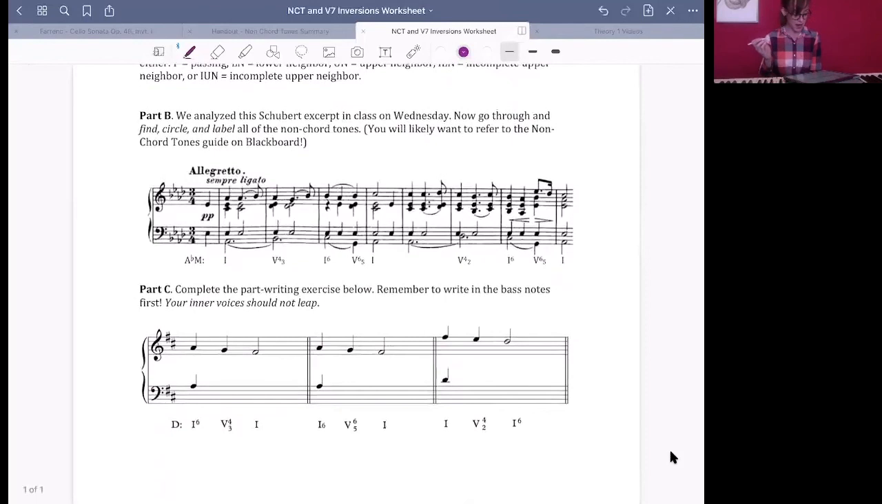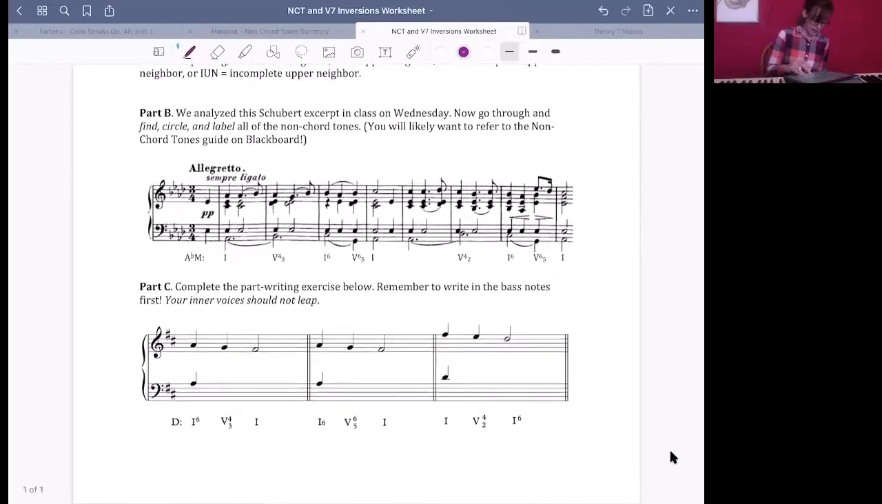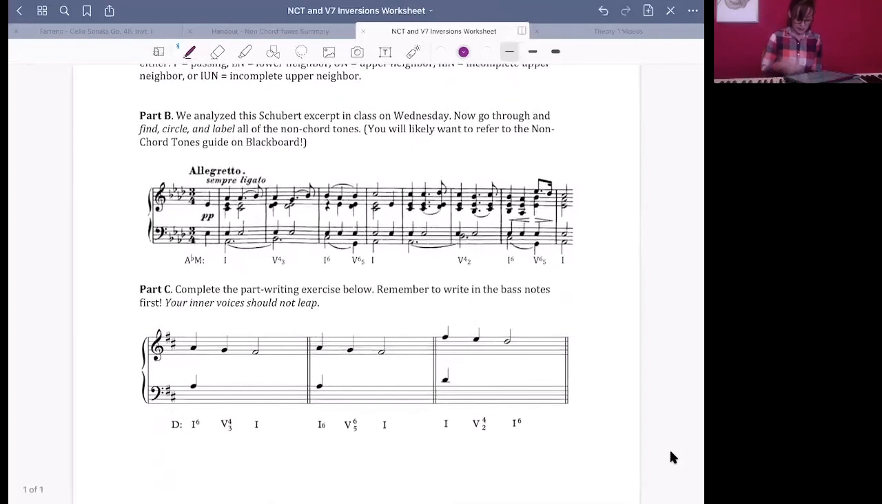Part B, we did this in class. We did the Roman numeral analysis in class on Wednesday. Now I want you to go through and find, circle, and label the non-chord tones like we just did. And then last but not least, you're going to do a little bit of part writing for me. Inversions of 1, inversions of the 5/7. Refer to your class notes for reminders on the process that we took in class. Write out your bassline first. Inner voices are moving by step or staying the same, so no leaping in your inner voices, all that fun stuff.